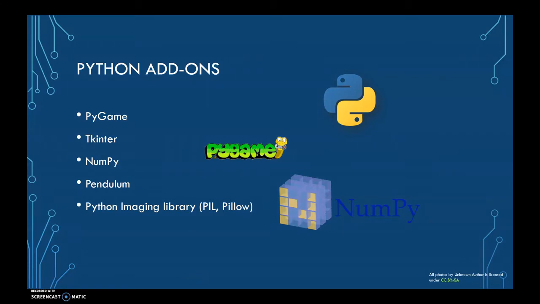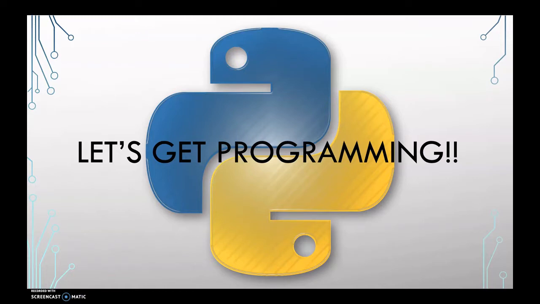Python add-ons: Pygame, which is like opening new windows, and you can run games, characters move, all that good stuff. Tkinter is the same sort of thing, except it's not so much games, it's more like pretty stuff. Anyway, NumPy is really good for advanced math. Python imaging library, or Pillow, has a whole bunch of images, and you can add just any image you really want. And yeah, so let's get programming.